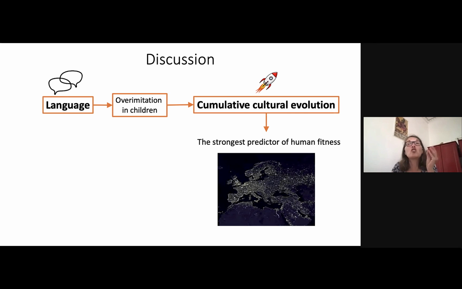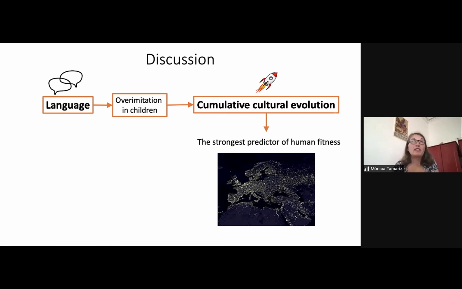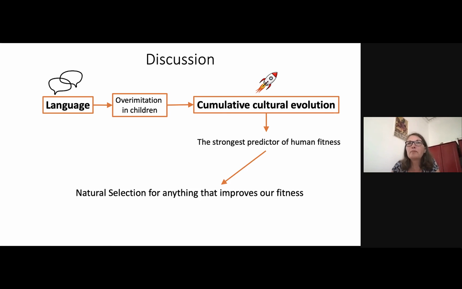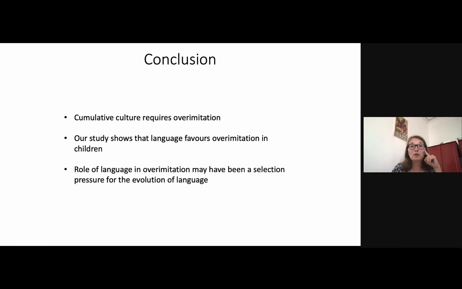Anyway, cumulative cultural evolution is the strongest predictor of human fitness. And we see here a map of Europe showing how humans have spread, very visibly, over five minutes. So humans have spread. We are a very successful species, in great part thanks to technology, to culture. Also, since natural selection will favor anything that improves our fitness, we can infer that natural selection may have favored the evolution of language, among other things, because it supports overimitation, which in turn supports cumulative cultural evolution, which in turn supports our fitness. I'm going to leave this slide for a moment for you to see. Okay, so I'm going now to the conclusion.